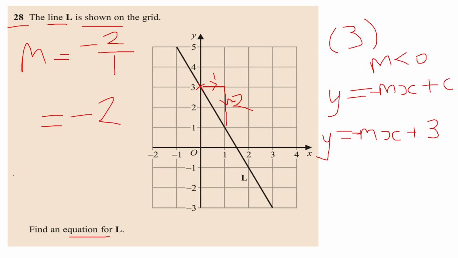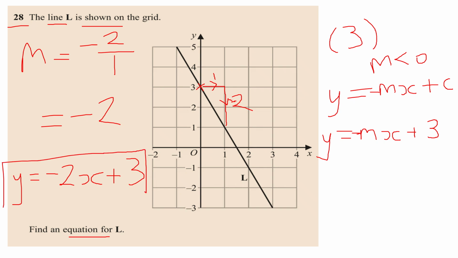So putting it together, we have y is equal to minus 2x plus 3, or 3 minus 2x. It's not specified, but it's best to leave it in the formal format of y equals mx plus c, where the gradient is minus 2 and the y-intercept is plus 3. It's a downward slope here, so it has to be a negative gradient. If it was in this direction, it would be positive, but because it's this direction, it's negative.